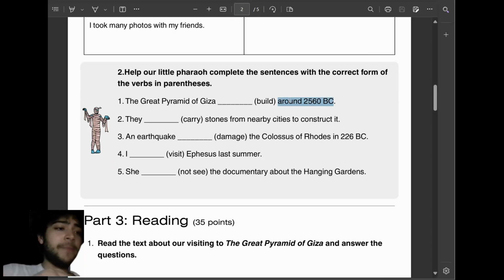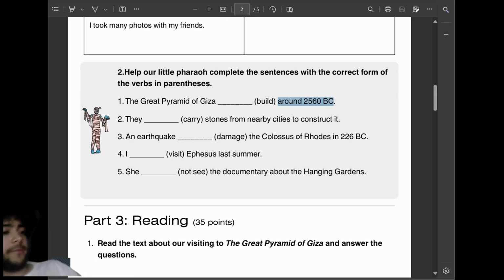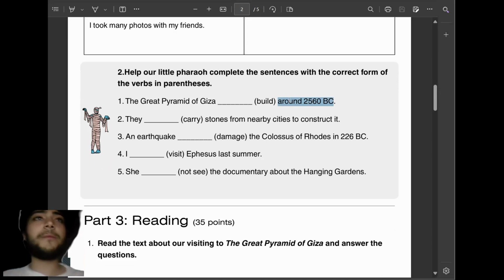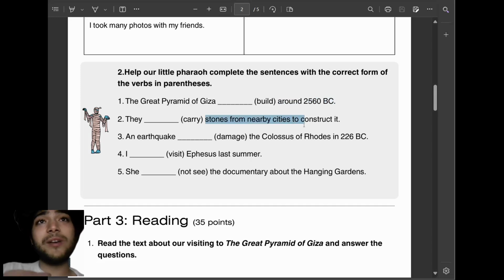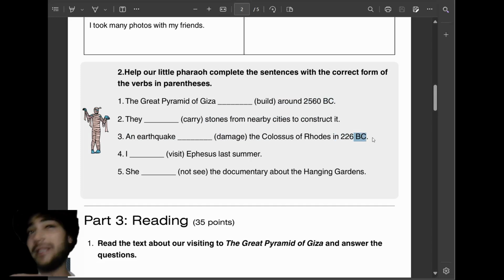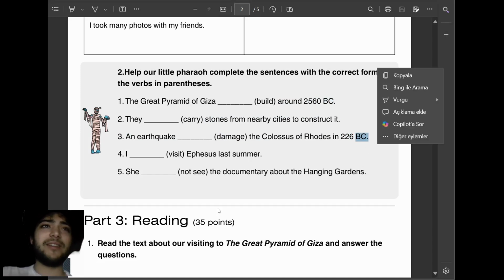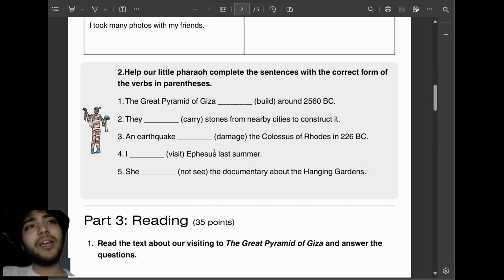I'm looking at the results of the students, and at the same time I couldn't find it, I guess. Let me look from my tablet later. And then I said stones from nearby cities to construct it. And in 226 BC, and they asked me about the BC. I shouldn't have written it like that, but I don't know. This worked really well for some students, but some didn't get it.